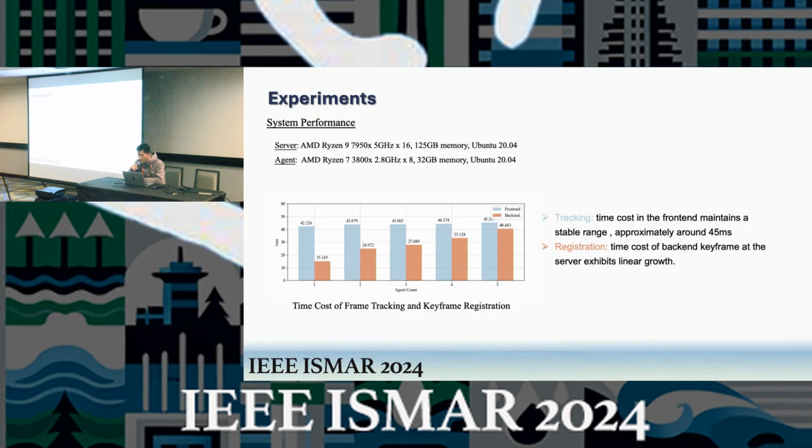Next, we evaluated the system's performance with the number of agents increasing. The average time required for tracking in the front end is in a stable range. Conversely, the time cost for backend keyframe registration at the server shows a linear increase. This trend is attributed to the server's necessity to start additional threads for requests from an increasing number of agents, consequently leading to a linear decline in overall system performance.